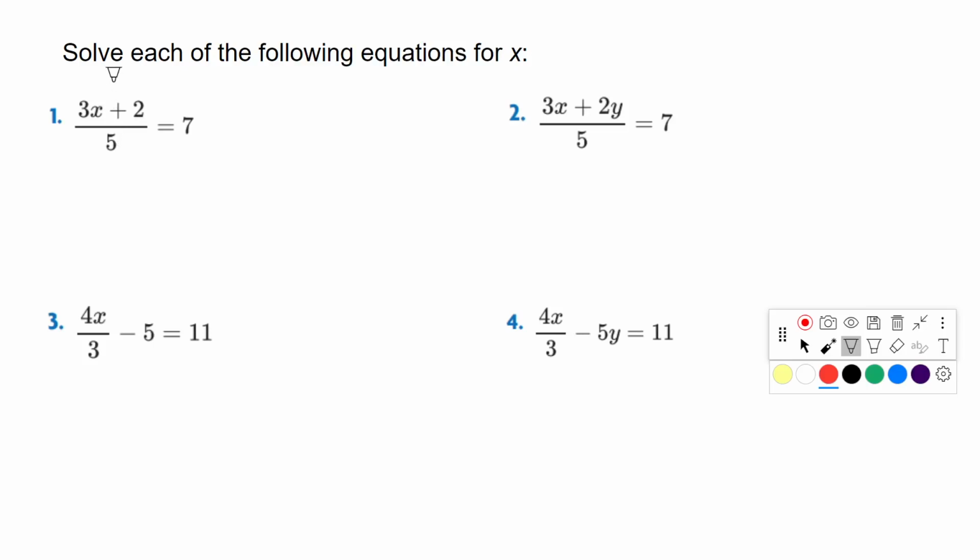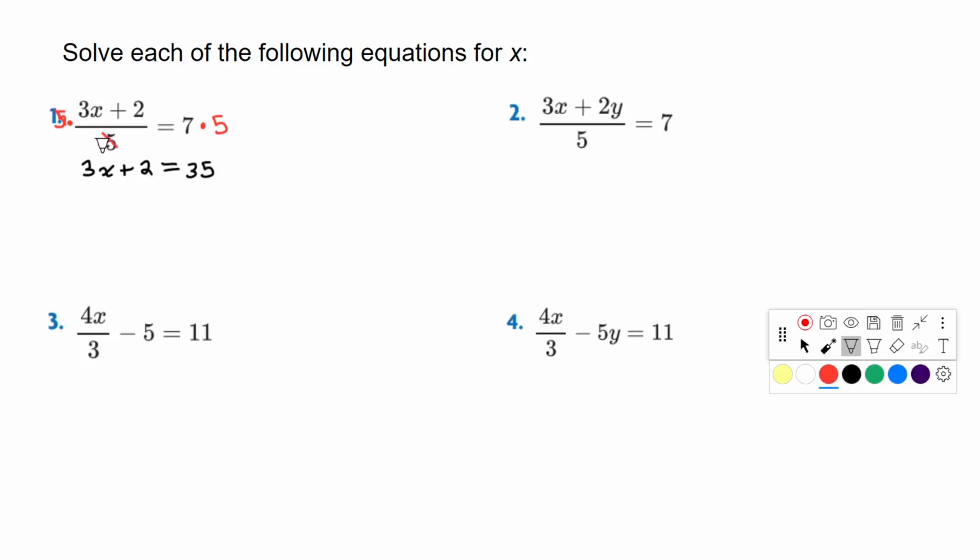If I want to think about the first thing that's happening to x, that would be taking it times 3, then I'm adding 2, and then I divide by 5. So again, that divide by 5 is the first thing I want to undo. Well, the inverse operation of division is multiplication. So I'm going to multiply each side of this equation times 5. When I do that, the 5 cancels the division of 5, and I'm left with 3x plus 2 equals 35.